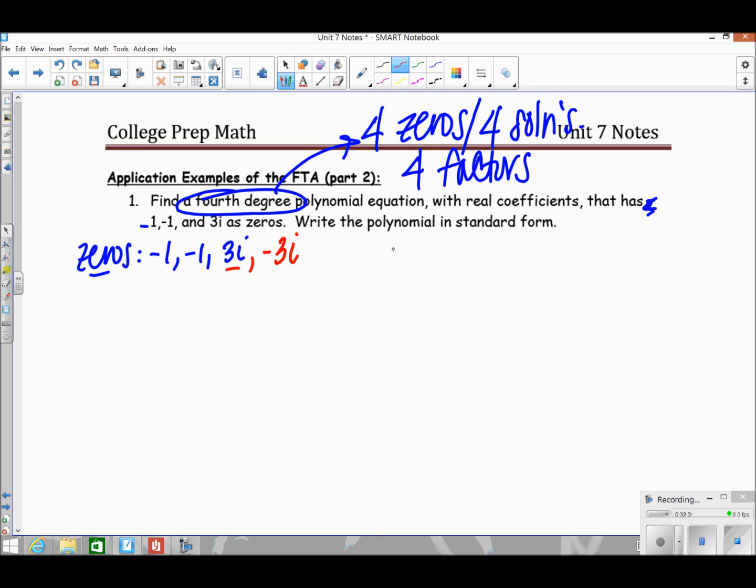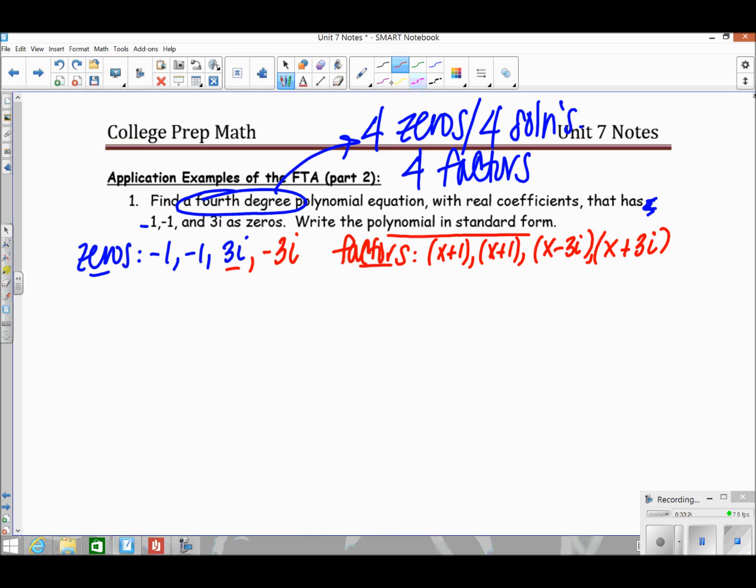And then I want to be able to write the equation of this in standard form. So that means I need to know the factors, because if you want to write the equation, all you do is take the zeros and express them as a product of factors, and that'll get you the equation. So if I take each of these zeros, I just have to rewrite it with the opposite sign. So instead of -1, it's going to be x plus 1, and I'm going to have x plus 1 again. I'm going to have x minus 3i, and I'm going to have x plus 3i.